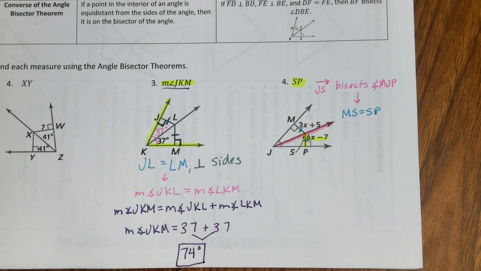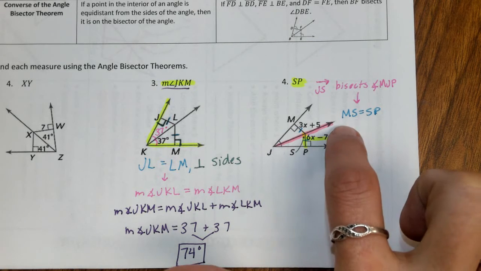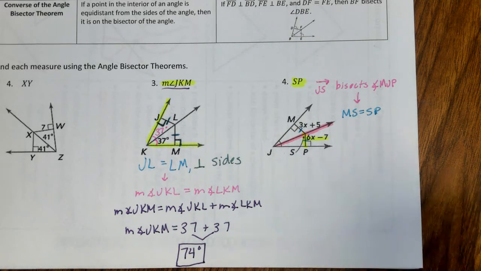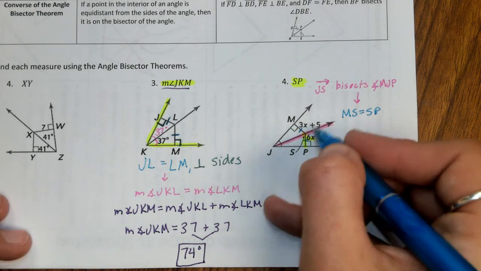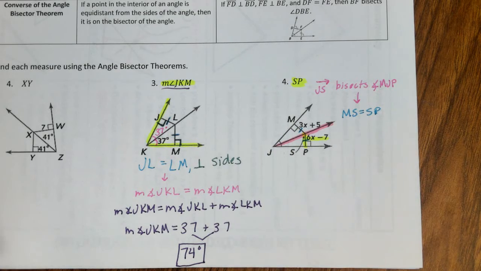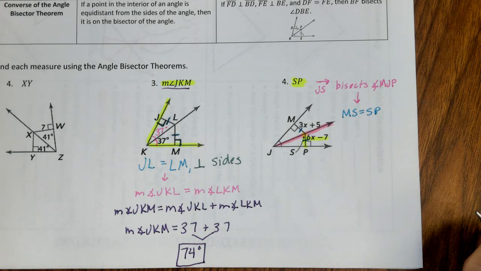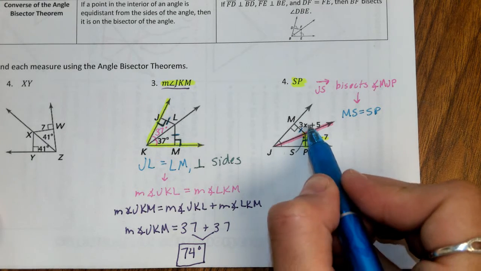Now number 4, again, Ms. Biggs helps you set up that we've got a ray bisecting an angle. Therefore, our side, or sorry, and also we have the 90-degree angles. Therefore, we're going to have congruent segments. So NS is going to be equal to SP. So what we can do is now set these two equal to each other.